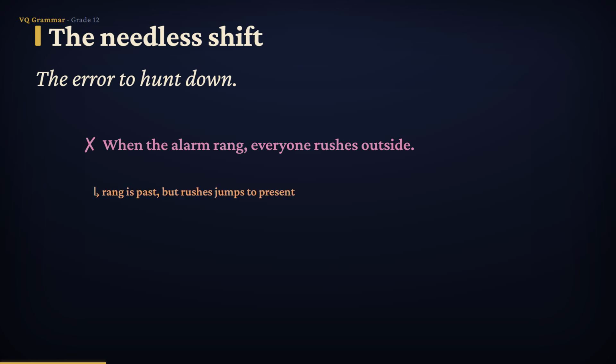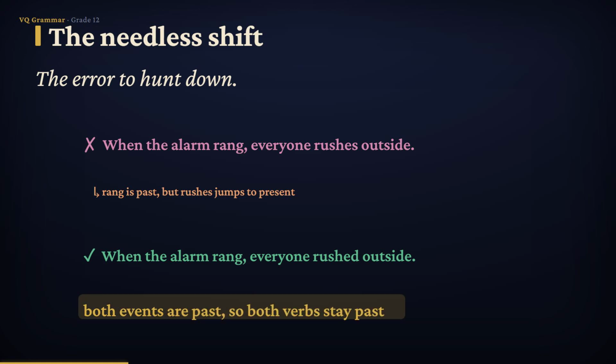Let's meet the mistake first, because naming it is half the battle. Look at this. When the alarm rang, everyone rushes outside. Feel the little stumble? Rang is past tense, but rushes is present. Both things happen in the same moment, yet the verbs disagree. And that's a needless shift. The fix is simple. When the alarm rang, everyone rushed outside. Both events are past, so both verbs stay past, and the sentence finally reads clean.